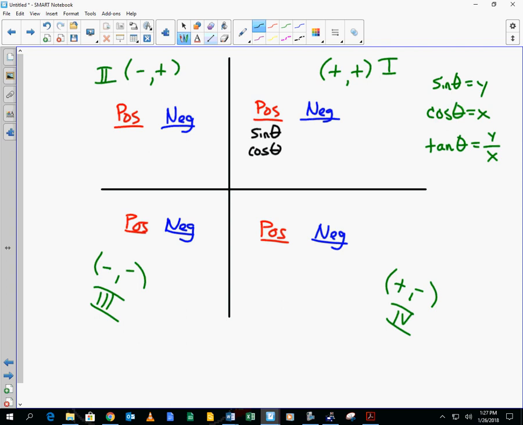And tangent? True or false? If they are positive, then their reciprocals are positive as well. True, because reciprocal does not change the sign. It just simply flips them. Okay, second quadrant. What's positive? Sine's positive. Anything else? So cosine is negative and tangent is negative.